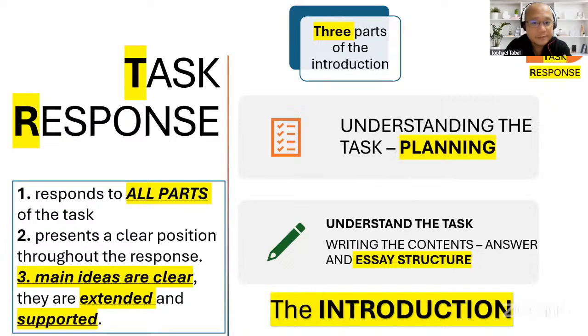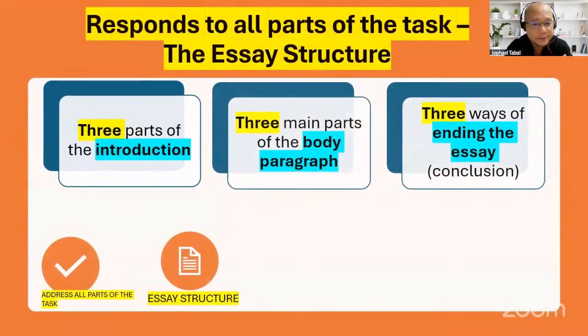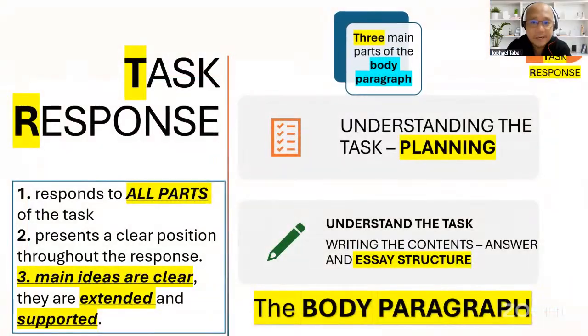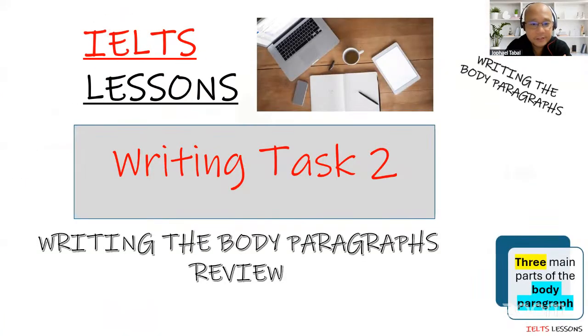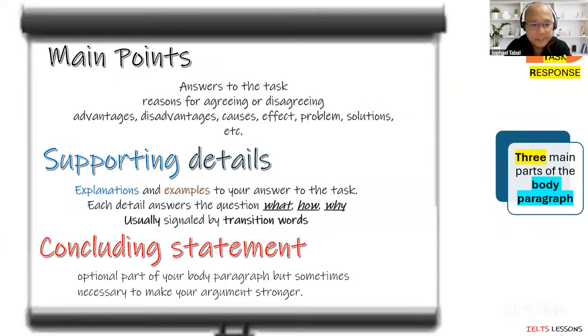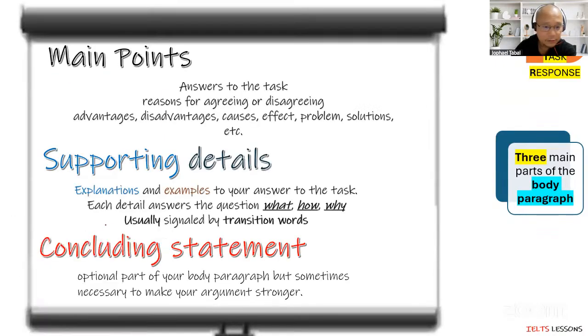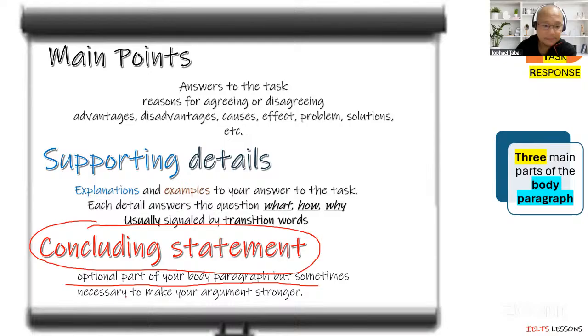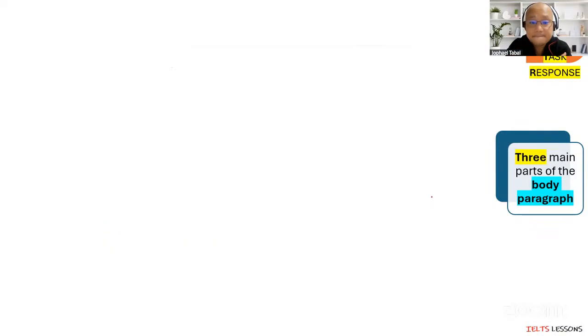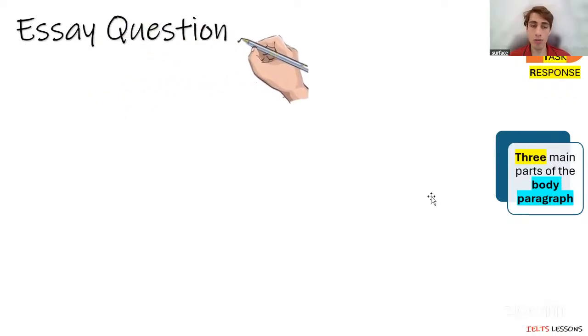Each type of question should have three parts of the introduction, and also three main parts of the body paragraph. So we have explain, reason, explain, example. That's basic: main points, supporting details, and concluding statement. I'm not sure if you apply this concluding statement. It is an optional part of your body paragraph, but sometimes necessary to make the closing argument. A closing sentence is also added for high level students. I always ask them to do it.